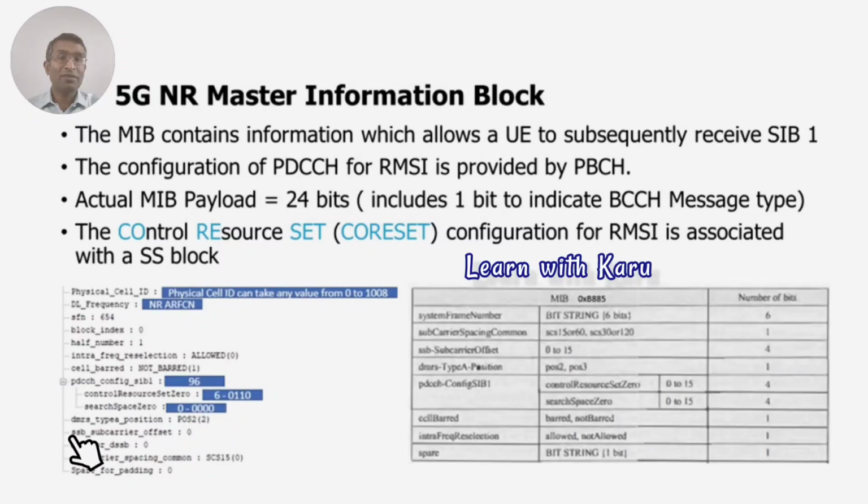And we also have the SSB subcarrier offset. Here it is 0. It can take values from 0 to 15 and it is 4 bits.